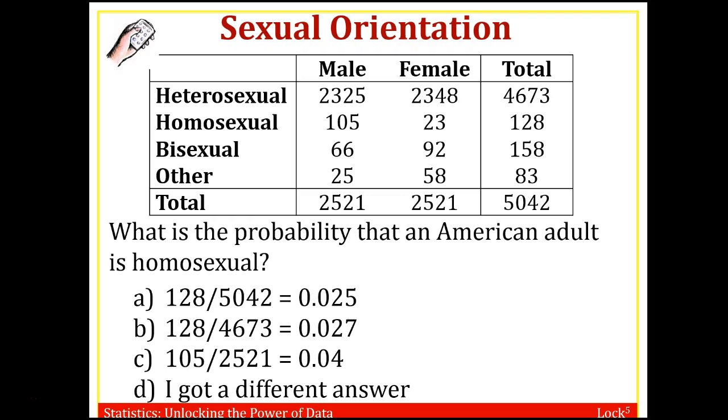Okay, so let's look at this contingency table on sexual orientation. What would be the probability that an American adult, again, according to this data, is homosexual? I'll give you a couple minutes to think about this, see if you can get the right answer.